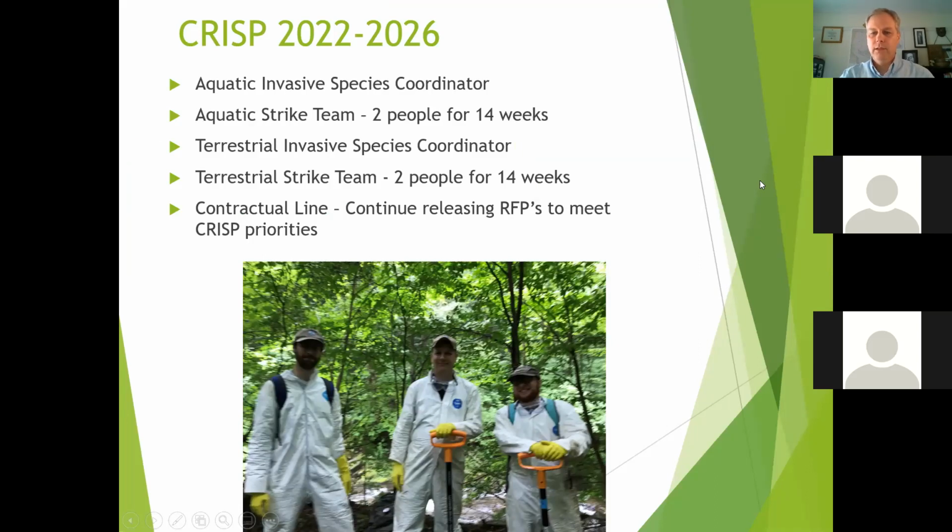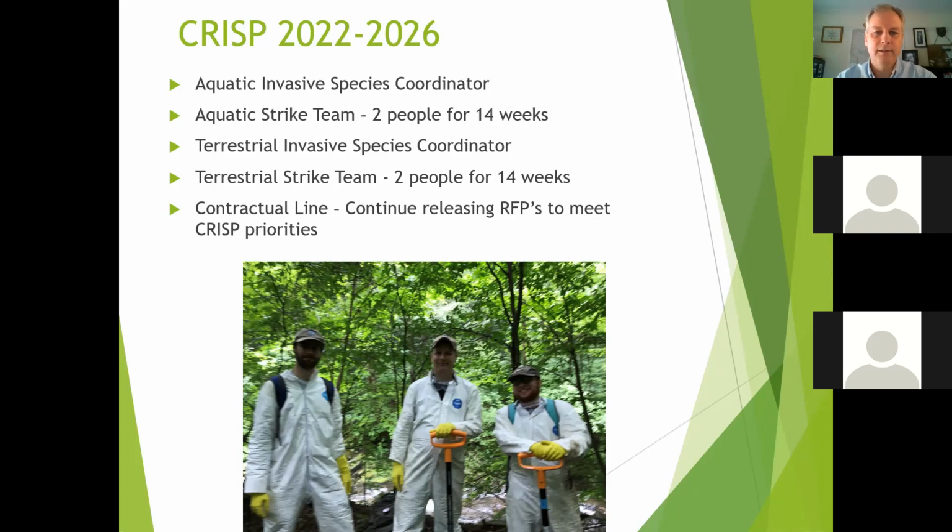And looking forward, the DEC has sent a letter of intent to the Catskill Center, and it looks like they will award a contract to the Catskill Center for the next 5 years of CRISP, which is great. And in that, we're looking at hiring additional staff to help us do the high priority work that we're trying to do. That would include an aquatic invasive species coordinator and a seasonal aquatic strike team. They would be doing early detection and rapid response on a lot of the sites that we haven't been able to get to in the last few years.